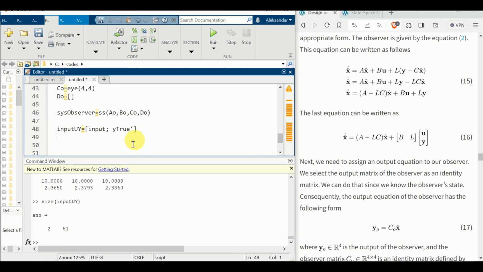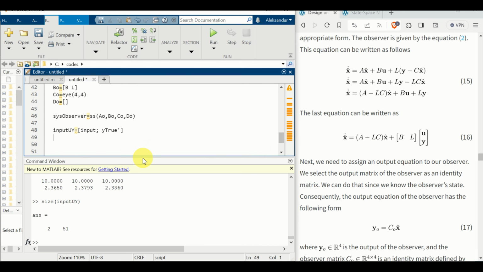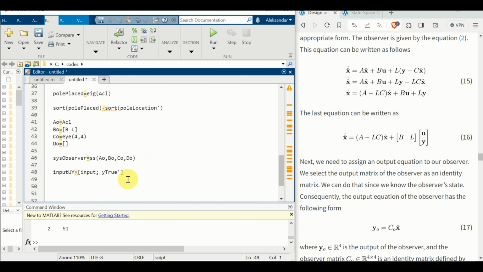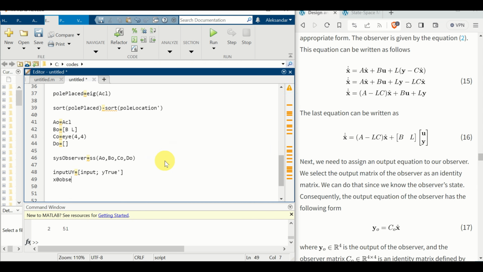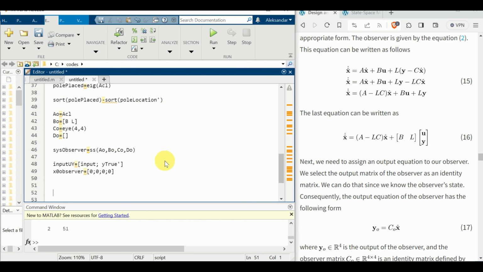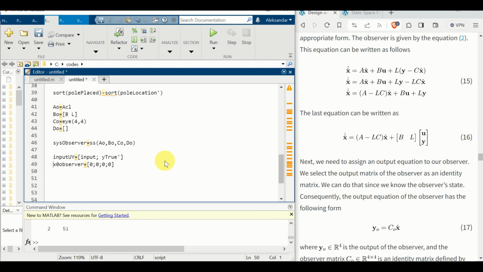Perfect. Before we simulate the observer, we need to select the initial state of the observer. The initial state of the observer is just our guess of the true initial state. And I will call it x0 observer. x0 observer, let's say, for example, is 0, 0, 0, 0. All zeros. Okay, now let's call LSIM.